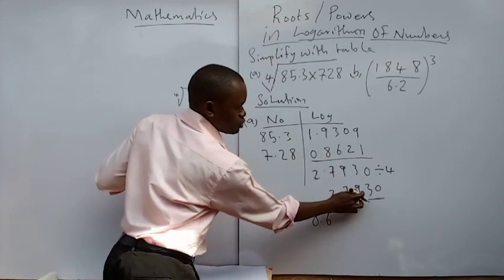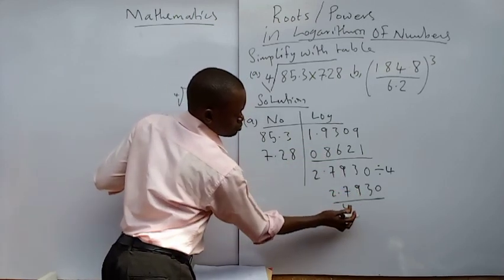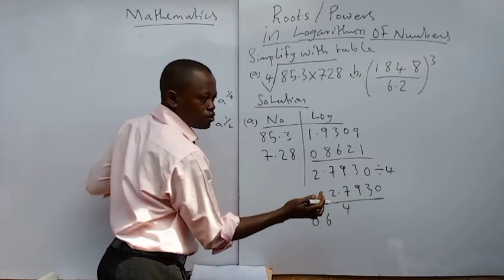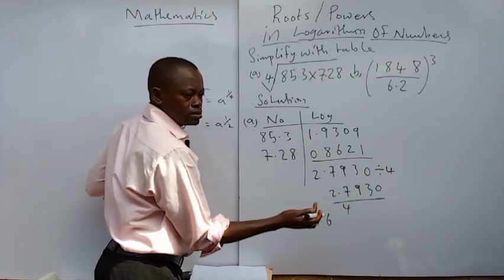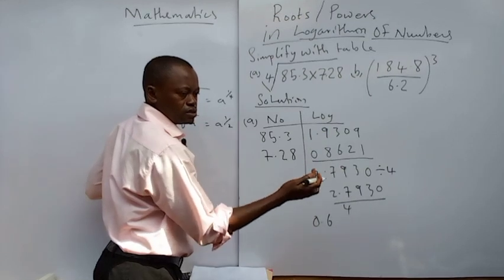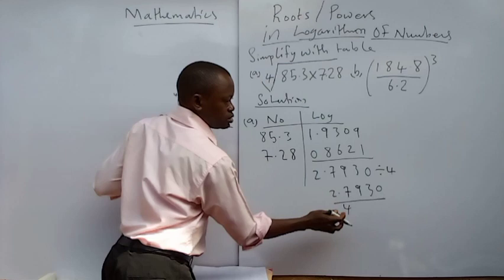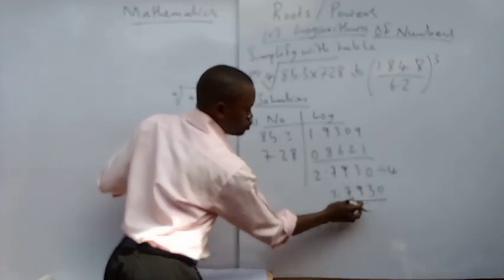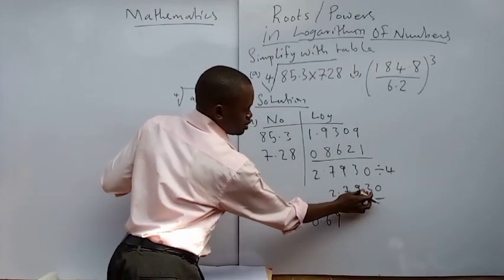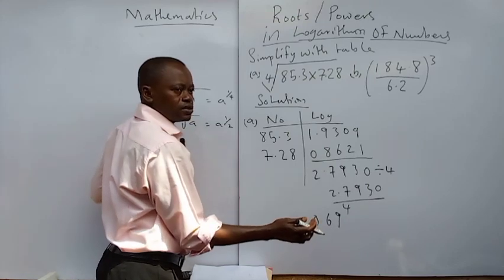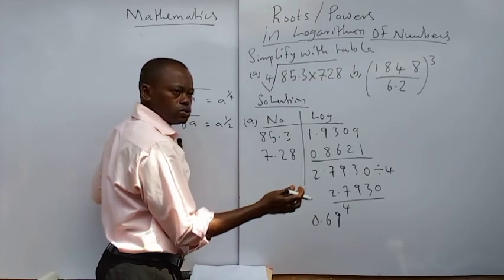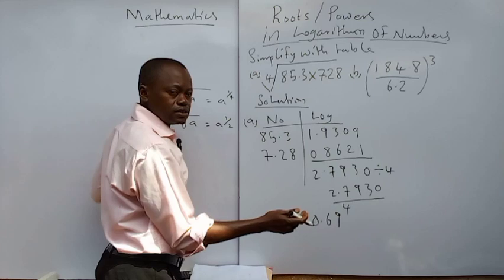That 3 will enter here and give you 39. So 4 go to 39, but 4 can divide 36. 4 can divide 36 and give us 9. So we write 9. But from 36 to 39 is 3. So we put it here to be 33. 4 divide 33. 4 can divide 32 and give us 8.